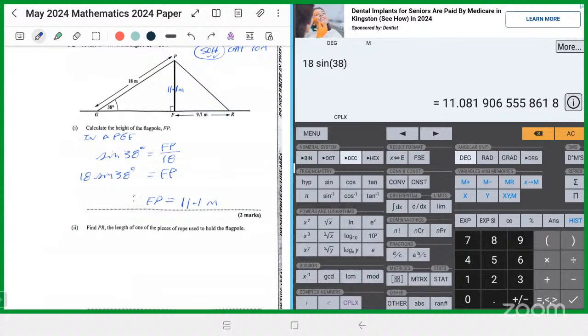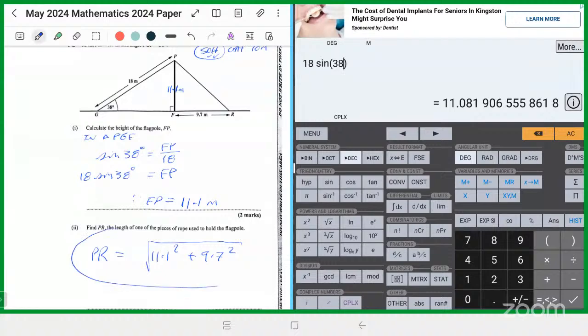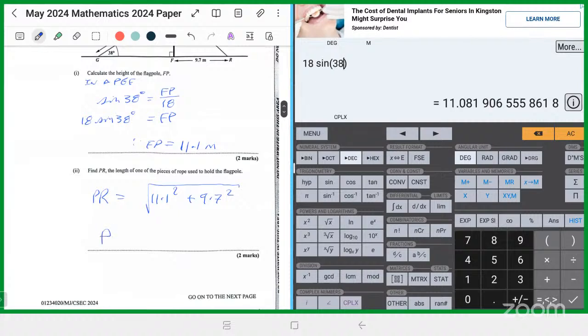This is the hypotenuse. So using Pythagoras' theorem, PR is equal to the square root of 11.1 squared plus 9.7 squared. That's Pythagoras' theorem, because this is the hypotenuse. If I don't put the square on this side, then I put the square root over here. You want to be able to just write that, because it reduces the number of steps that you have to write. They cannot penalize you if you're not writing the whole thing. That is good enough.